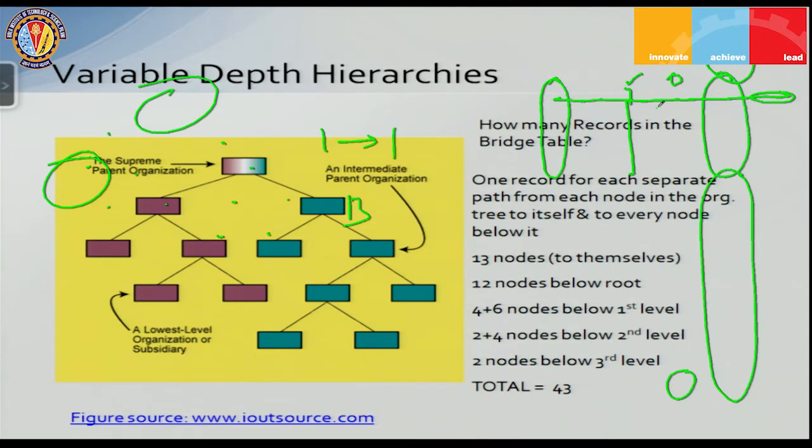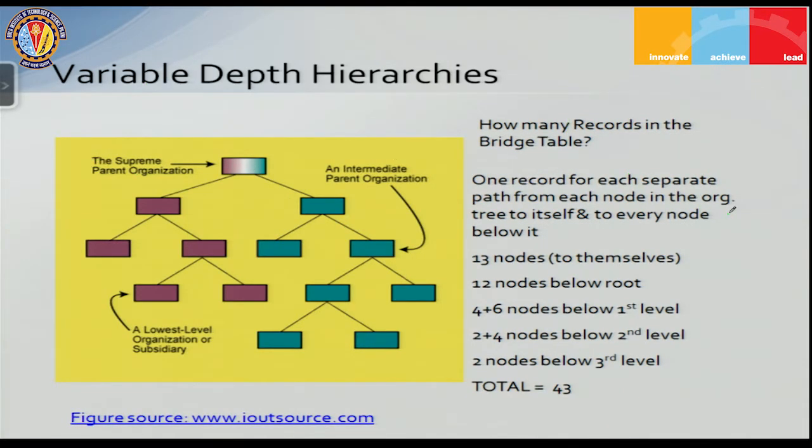Now you can see how many rows there would be in this whole table, the bridge table that we discussed just now. The calculations are shown here. It's the same hierarchy, but the numbers are not there. If you look at the total number of records this bridge table would have, there are 13 nodes, so node to itself, there will be 13.